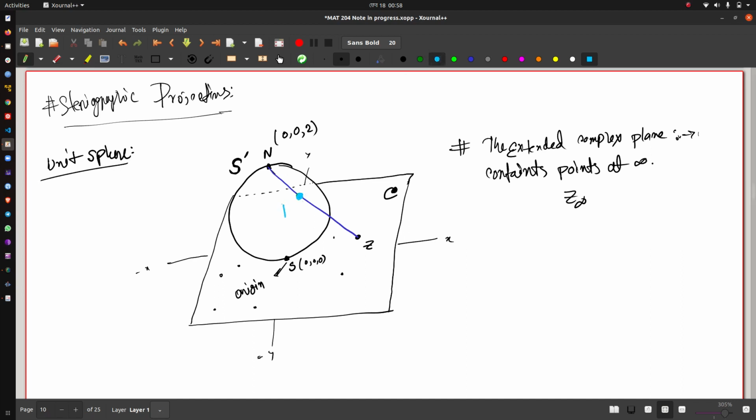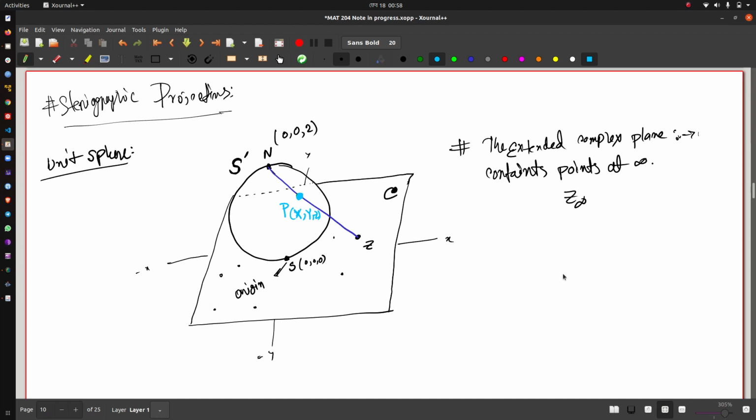Let's give this point a name. This point is called P, and it has coordinates capital X, capital Y, capital Z, right? And if you draw this picture properly, or if you just think for a bit, you can easily understand that any point on this complex plane or the extended complex plane can be joined to the north pole, and that line will intersect the surface of the sphere at only one place.